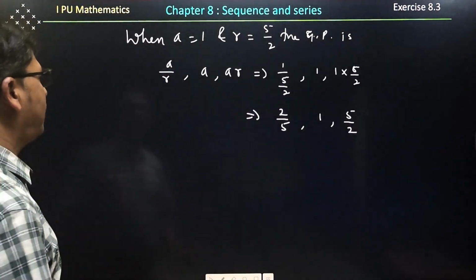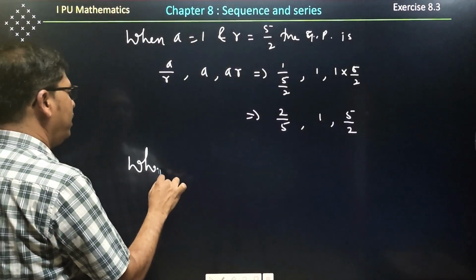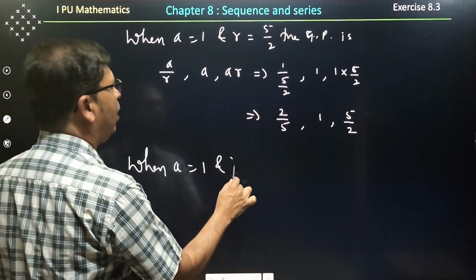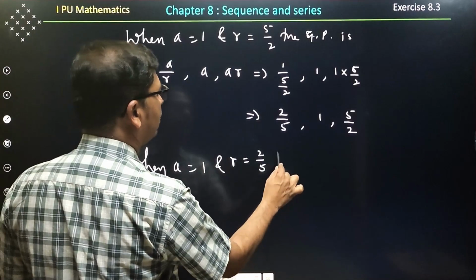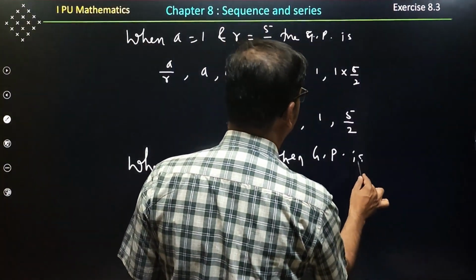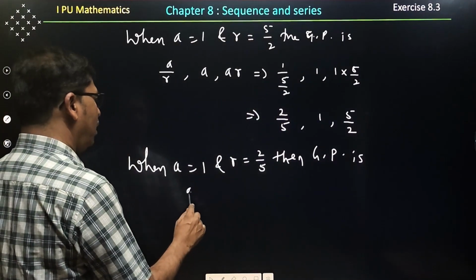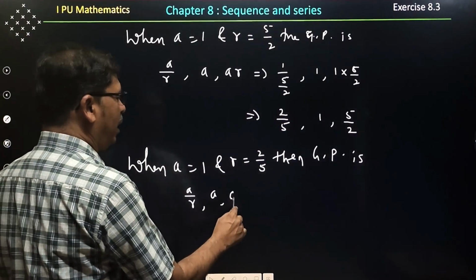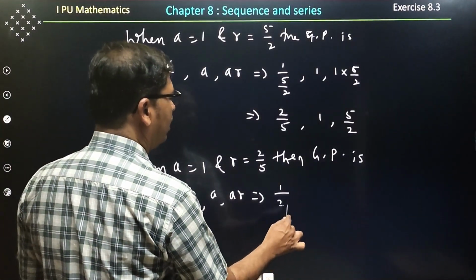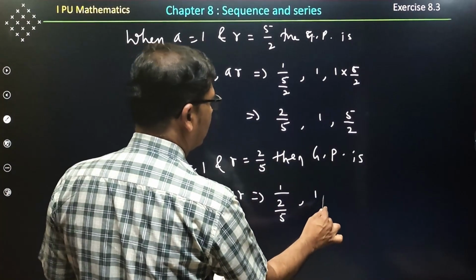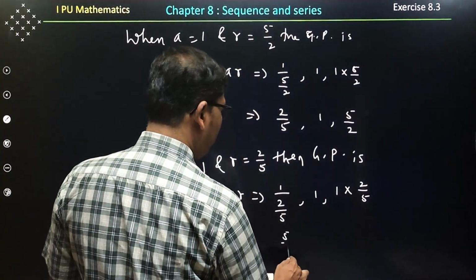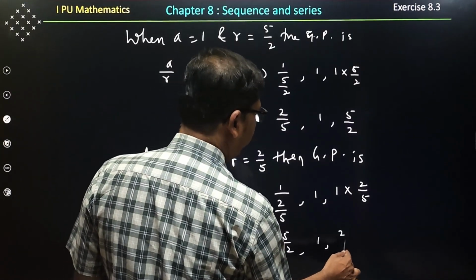Second possibility, when a is 1, there is no difference in a, a is the same, and r equal to 2 by 5, then the GP, geometric progression, is a by r, a and then ar. This is equal to a by r, that is 1 upon 2 by 5, comma 1 into 2 by 5. So you are getting 5 by 2, 1 and then 2 by 5.